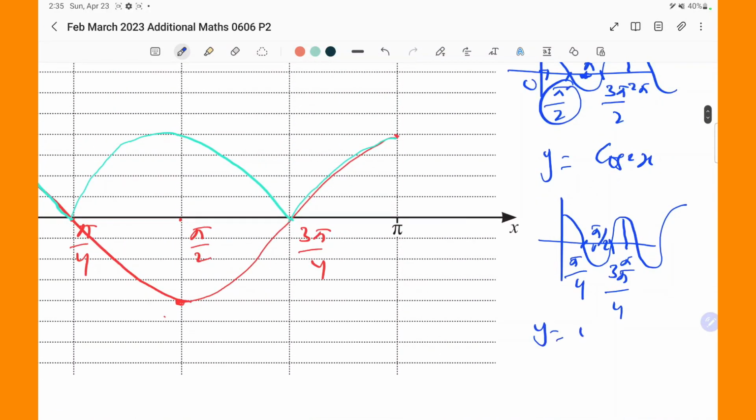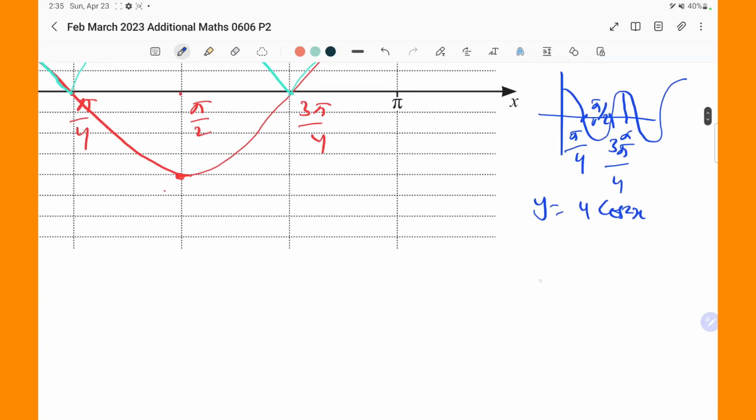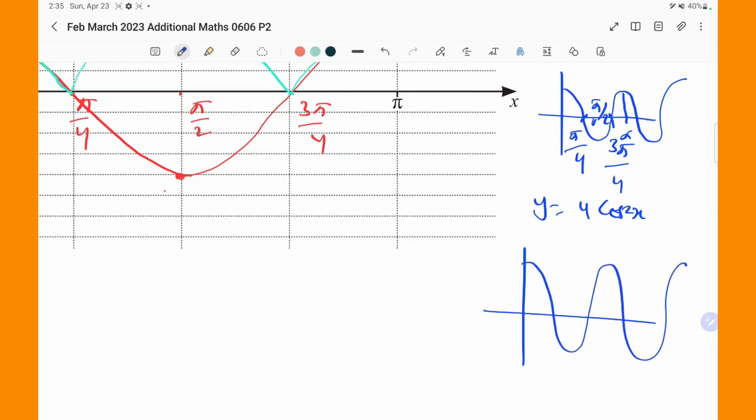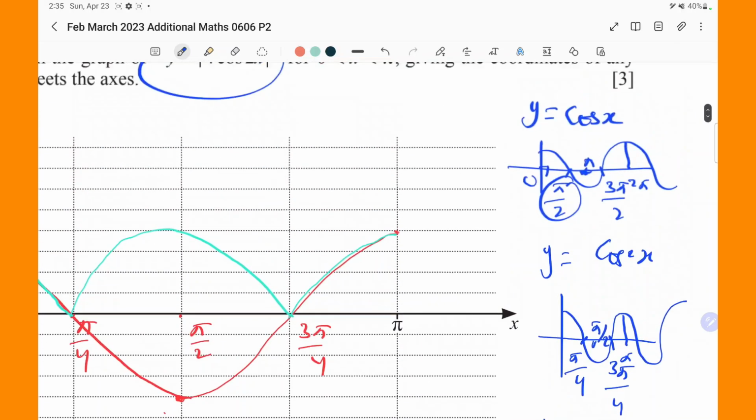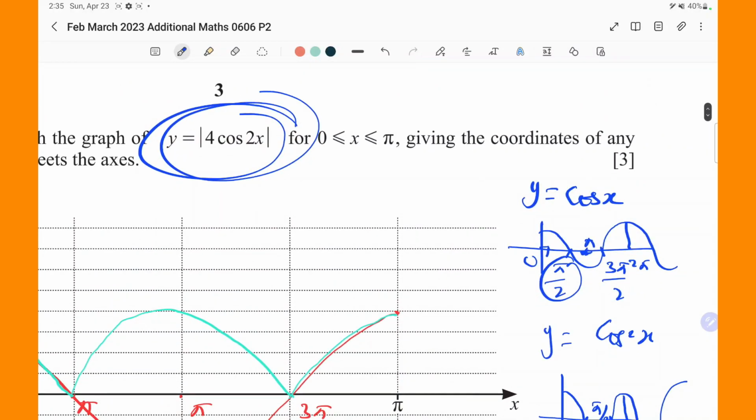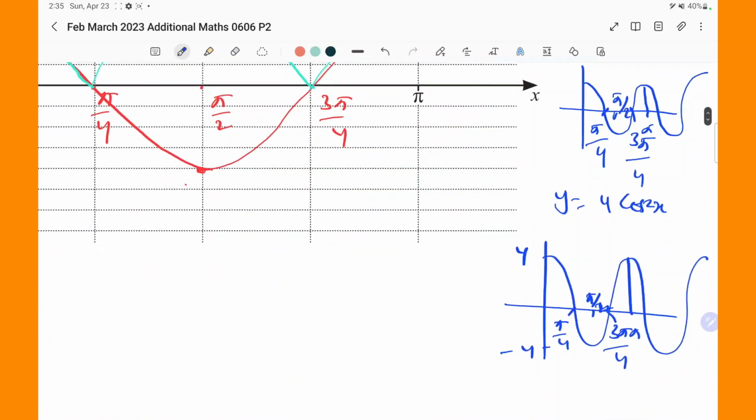Now, try to draw y equals 4 cos 2x. So now your graph will be like this. But this time it is from minus 4 to plus 4. This is pi over 4, this is pi over 2, this is 3 pi over 4, and this is pi. And finally, we have to draw y equals mod of 4 cos 2x.